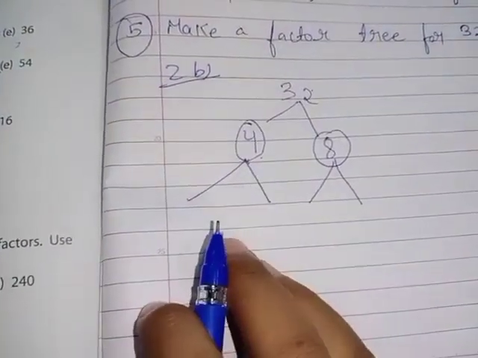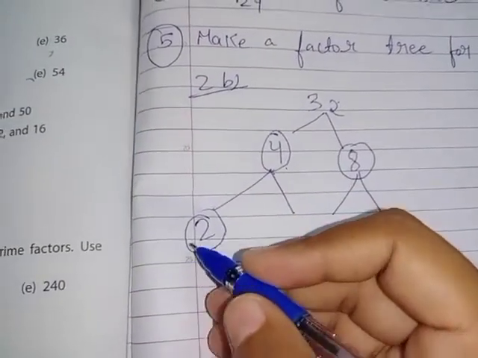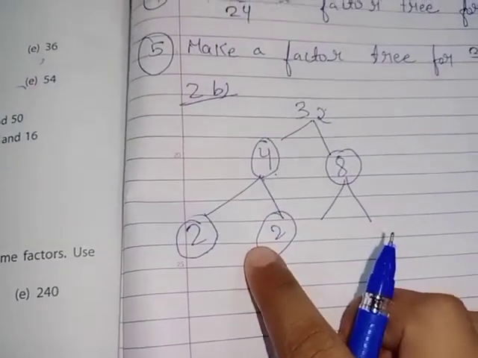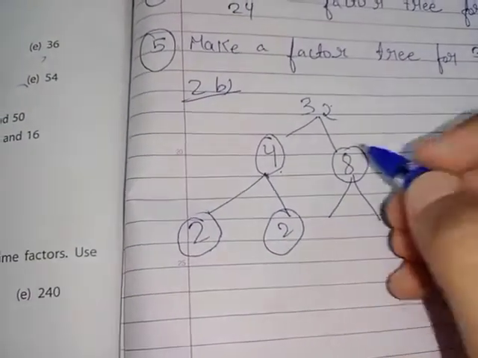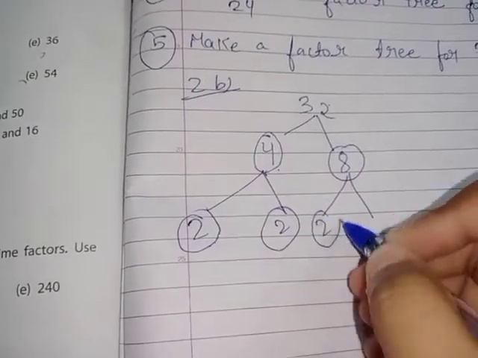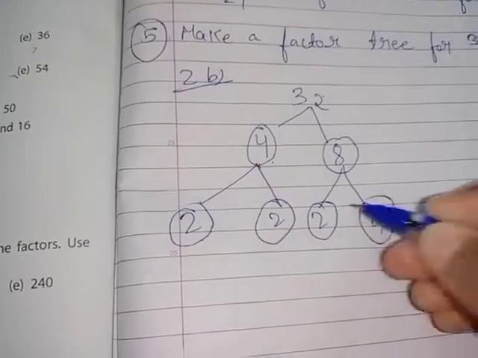4 comes in which table? In the table of 2. How many times? 2 times. Same thing we have to do with 8 also. 8 will come in which table? Table of 2. How many times? 4 times. So we'll write here 4.